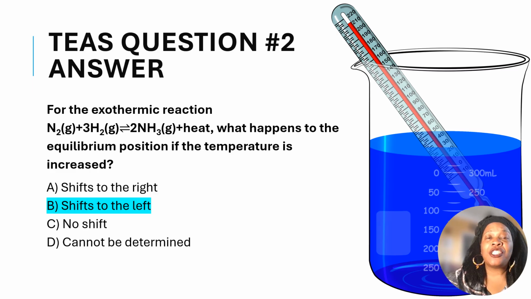For an exothermic reaction, heat is considered a product because the reaction releases heat. The reaction can be represented as what you see here, N2 plus H2 producing NH3 and heat. According to Le Chatelier's principle, if the temperature is increased, the system will attempt to counteract this change by shifting in the direction that absorbs the added heat. Since this is an exothermic reaction, increasing the temperature adds more heat to the products. The system responds by shifting the equilibrium towards the reactants, which is the left side, to reduce the amount of heat by favoring the reverse reaction, which consumes heat.